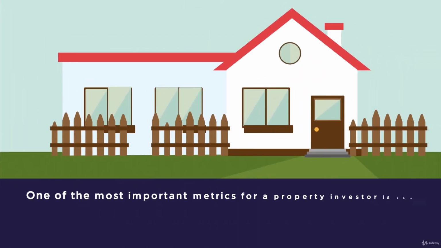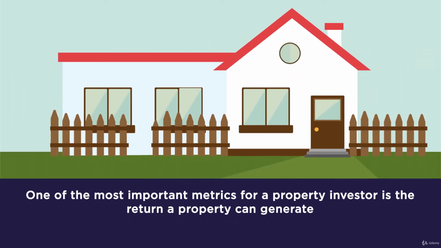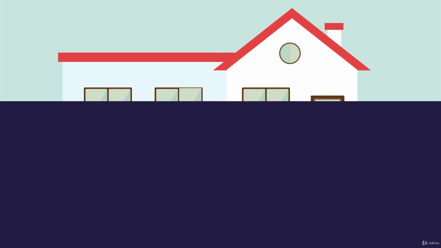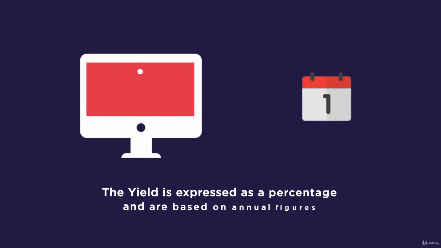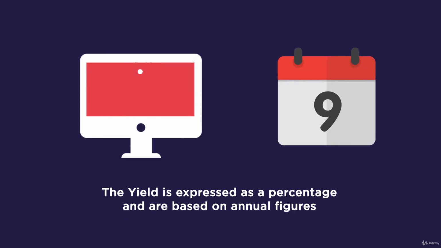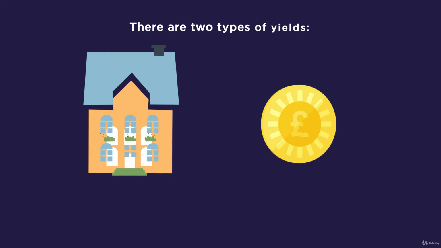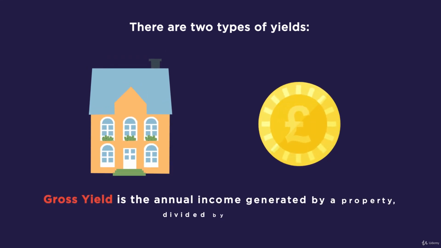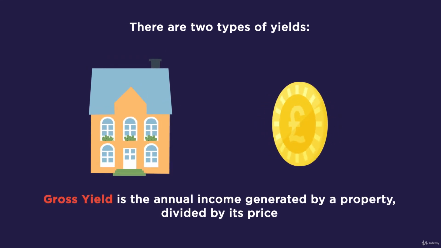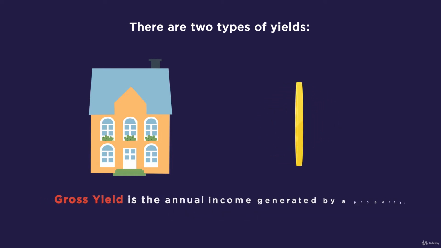One of the most important metrics for a property investor is the return a property can generate. This is known as its yield. The yield is expressed as a percentage and is based on annual figures. There are two types of yields. Gross yield is the annual income generated by a property divided by its price.